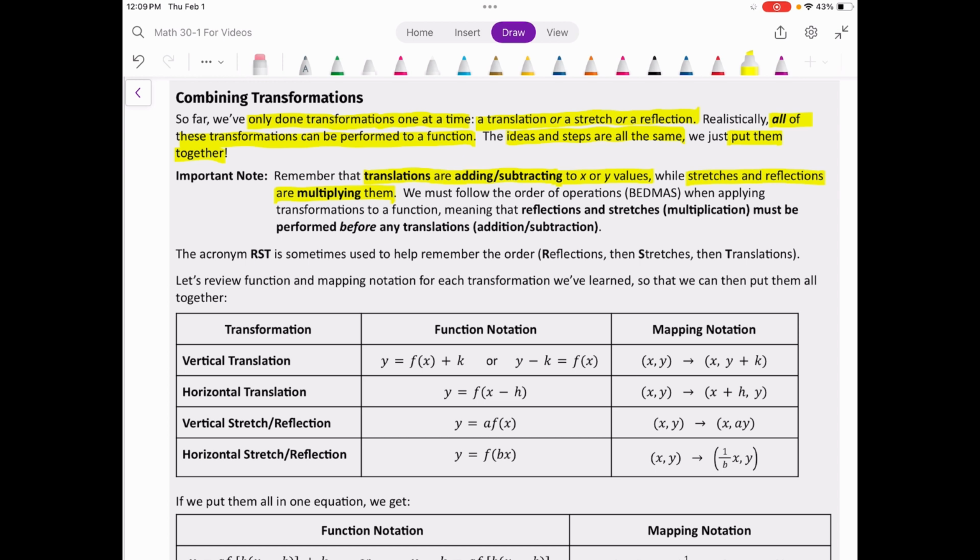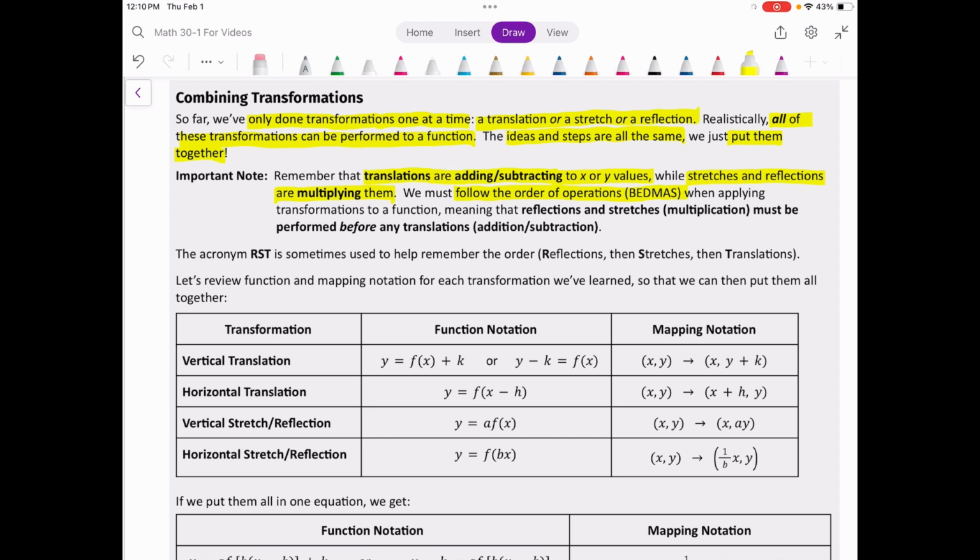In a horizontal stretch, every x value gets multiplied by 1 over b. In a vertical, every y value gets multiplied by a. So we're doing those operations. We're multiplying and then we're adding and subtracting. So we need to follow, like we always do whenever we do any type of operations, the order of operations, right?